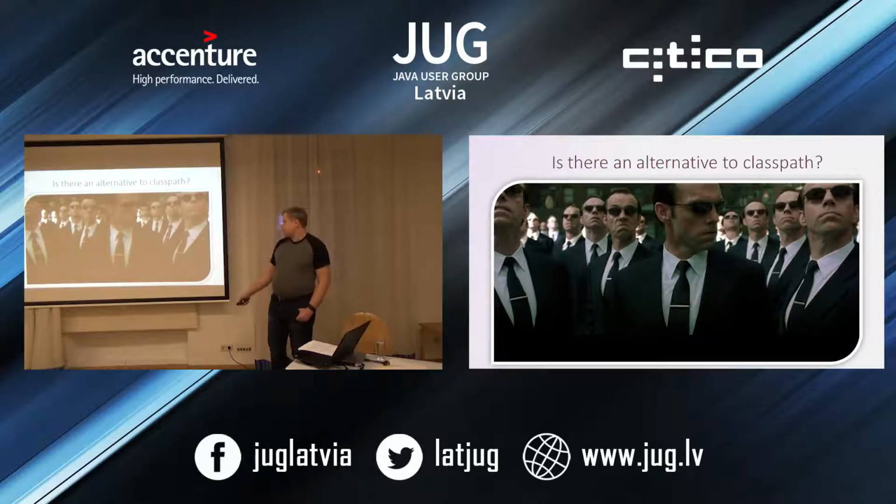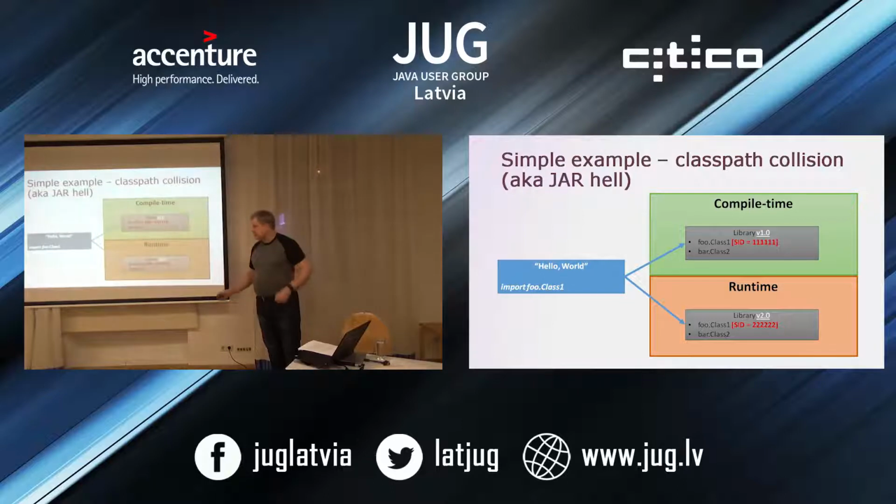So let's discuss some more things about the class path. One quite widely known thing is a class collision. A class collision is when you have some class with some specific version at compile time, but this class is present in a different version at runtime. In this case, the problem is that different versions of the same class might not be backwards compatible, and might not be compatible at all, not only backwards compatible.